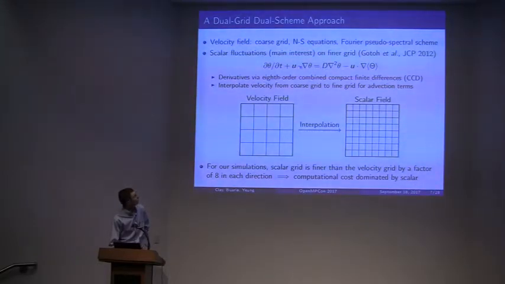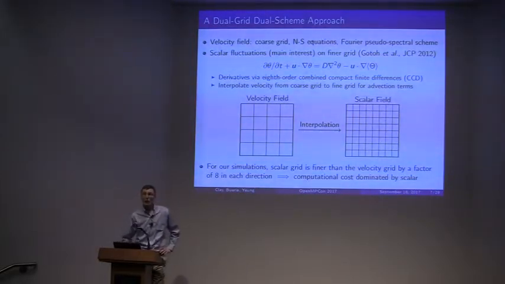And to show you what governs the evolution of the scalar field, we have an equation here. So this is an advection diffusion equation for the passive scalar. And you can see that we need a couple of things. We need derivatives of the scalar field to form the diffusion and advection terms in the governing equation. And we need a velocity field on the fine grid used for the passive scalar. So how are we going to get these terms?